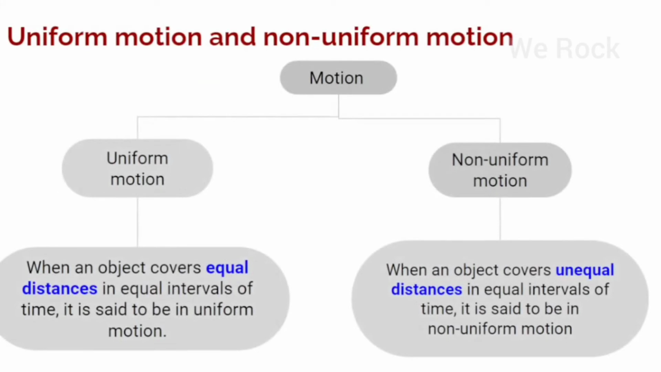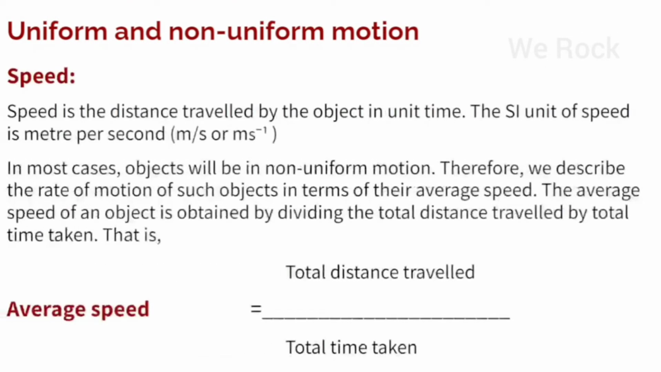There are two types of motion, uniform motion and non-uniform motion. When an object covers equal distance in equal intervals of time, it is said to be in uniform motion. When an object covers unequal distances in equal intervals of time, it is said to be in non-uniform motion. Speed. Speed is the distance traveled by the object in unit time. The SI unit of speed is meter per second. In most cases, objects will be in non-uniform motion. Therefore, we describe the rate of motion of such objects in terms of their average speed. The average speed of an object is obtained by dividing the total distance traveled by total time taken.